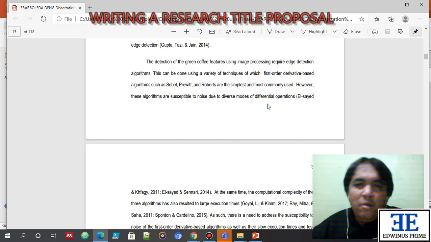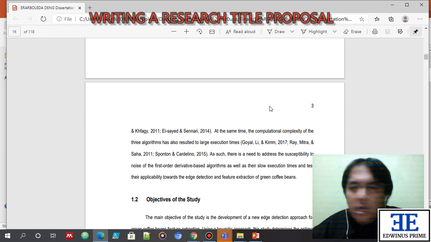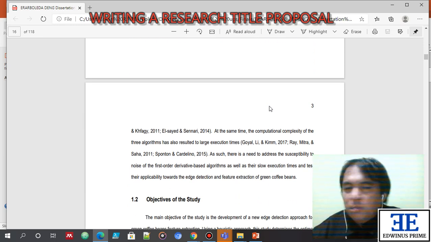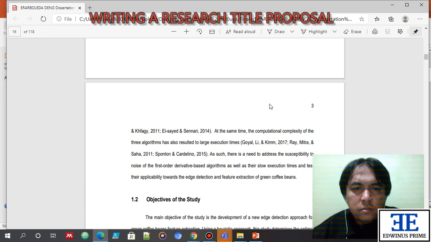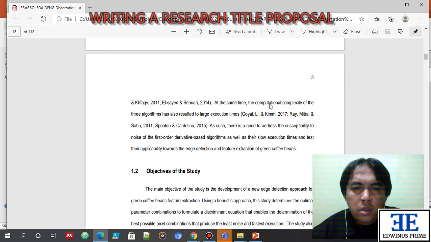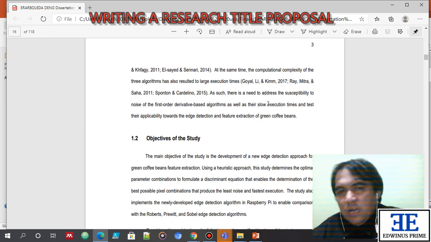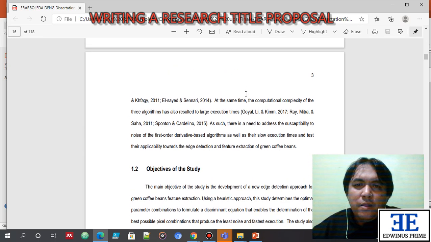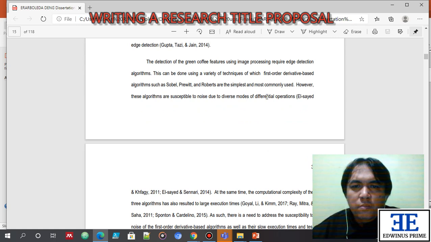The problem of Sobel, Prewitt, and Roberts: I discussed that they are susceptible to noise and too complex in terms of computation. Those are the problems that I want to solve. It is in the last paragraph of the introduction.